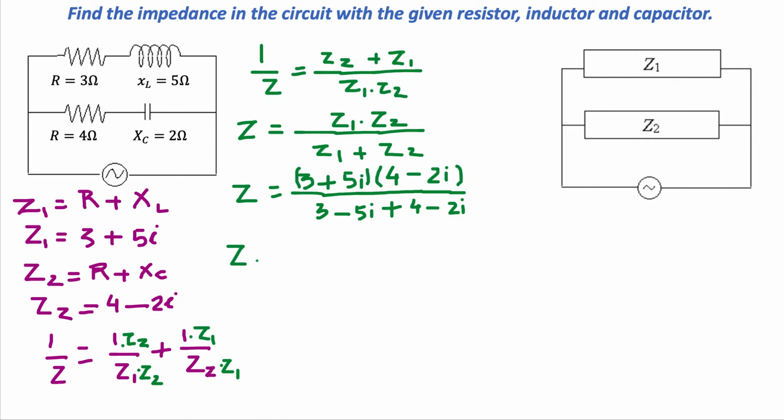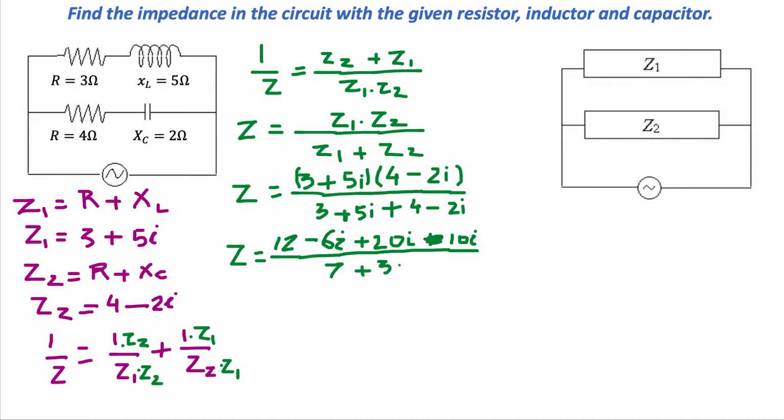And now Z is equal. So now I'm going to distribute the multiplication in the numerator. 3 times 4 is 12, and 3 times minus 2i is minus 6i. Now 5i times 4 is plus 20i, and 5i times 2i is, I'm sorry, minus 10i squared. Let me extend this fraction here. Here, 3 plus 4 is 7, so it simplifies. Minus 6i plus 20i, plus 14i. Plus 5i minus 2i is plus 3i.